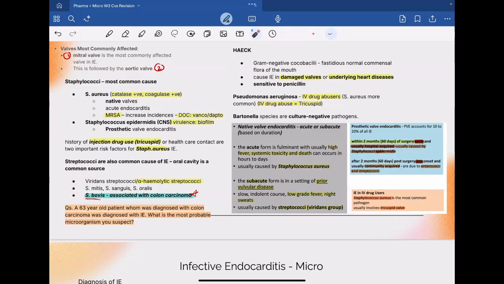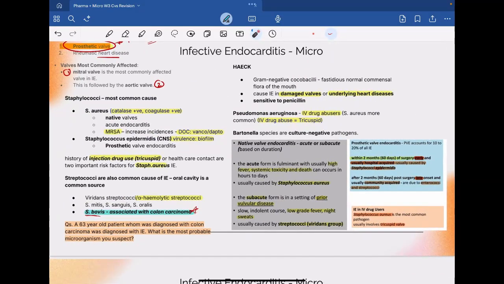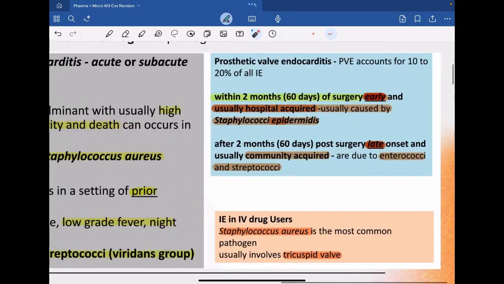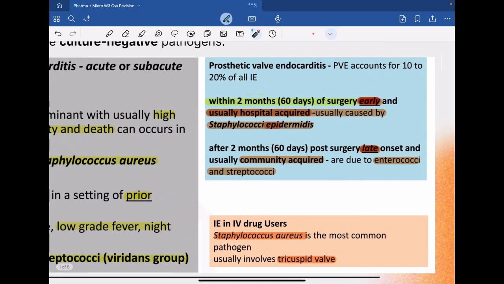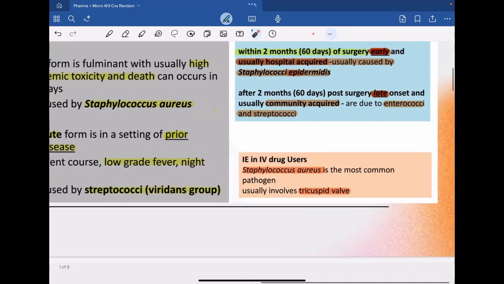For prosthetic valve endocarditis, within 2 months, it's very early. It's early prosthetic valve endocarditis. And after 2 months, it's late prosthetic valve endocarditis. For early, they're usually hospital-acquired and are caused by Staph epidermidis, which we mentioned for early PVE. After 2 months, it's late prosthetic valve endocarditis, and it's most likely community-acquired, due to either enterococci or streptococci. So either S. bovis, viridans, or the enterococci, which we are going to discuss later on.